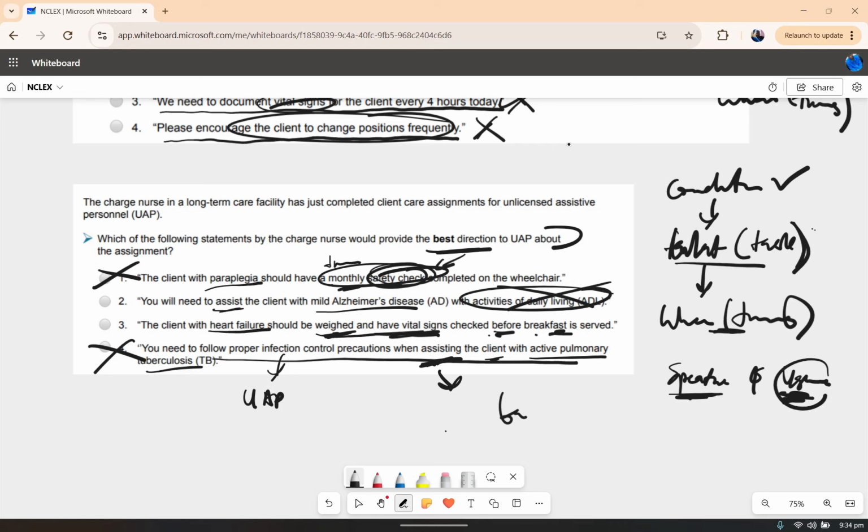He said we should assist. Look at this one. He said we should assist, and he told us to do activity of daily living. So this one even has the task, but the only problem is that the task is vague. Unlike this one, it's not even telling us what to assist. So this one is even totally wrong.